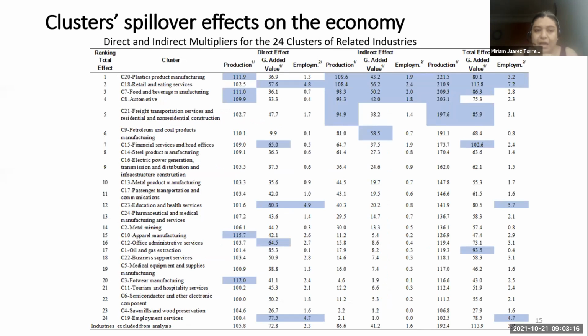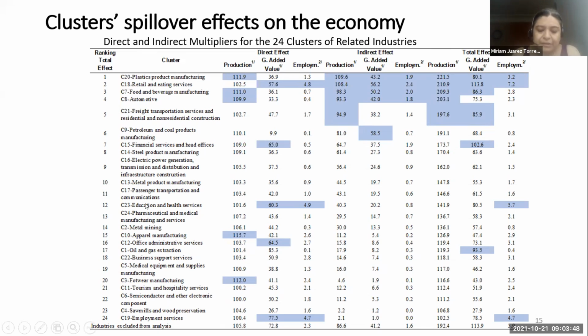there are 5 agglomerations with the greatest direct effects in gross production. These are apparel manufacturing, footwear manufacturing, food and beverage manufacturing, plastic products manufacturing, and automotive. In terms of added value, we identify employment services and financial services. In terms of employment, education and health services, retail and eating services, and employment services stand out.